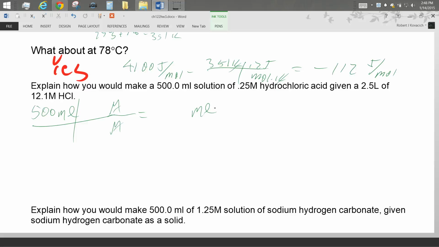Okay, so I've got two concentration numbers. I'm just going to put the small one in the numerator and the large one in the denominator. That will make me get a number in milliliters that's smaller than 500. So it's 500 times 0.25 divided by 12.1, and I get 10.3.